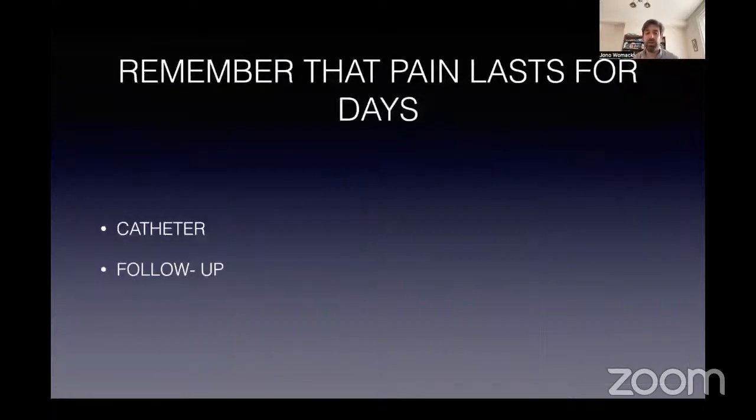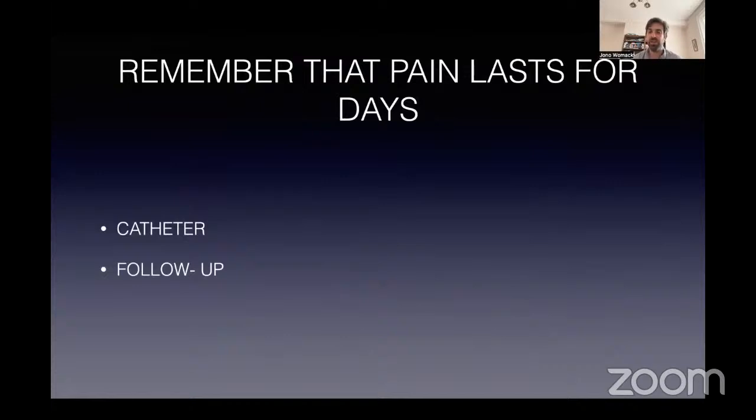And the final thought is that the pain lasts for days. So we're going to need to extend the pain relief, and usually that's with a catheter, or the alternative would be to perform multiple injections. And we're also going to have to follow up these catheters.